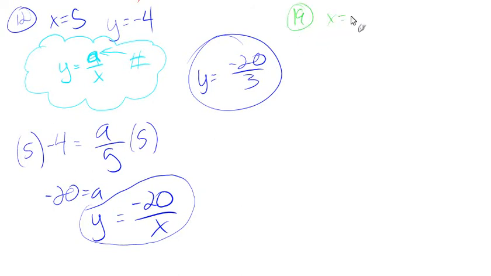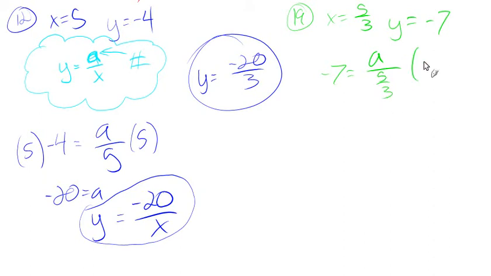So x equals 5/3, and y equals -7. Okay, again, we're looking for this equation, which means we're looking for a. We don't have a. If we did, we would be done, but we can find a by saying that -7 is y if x is 5/3.